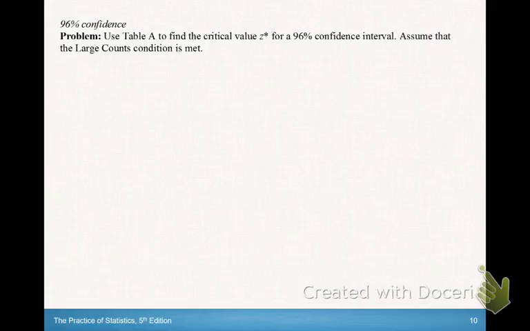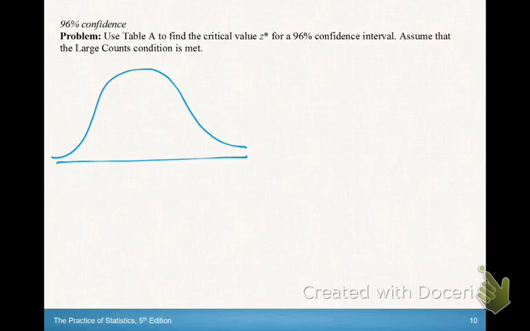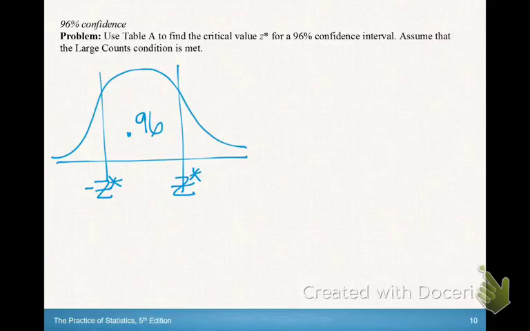Use table A to find the critical value z star for a 96% confidence interval. Assume that the large counts condition is met. So the first thing I'm going to do, because we want to show this on the AP test, is draw my normal curve and put 0.96 here. That means I'm trying to find negative z star and z star where I have 4% remaining, which means I'm looking for 0.02 here and 0.02 here.